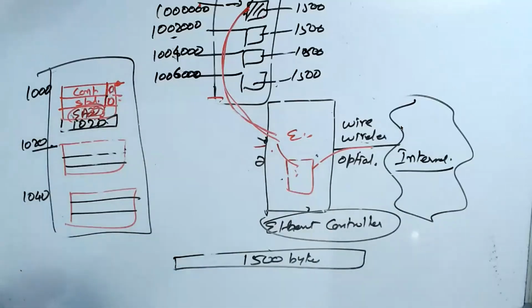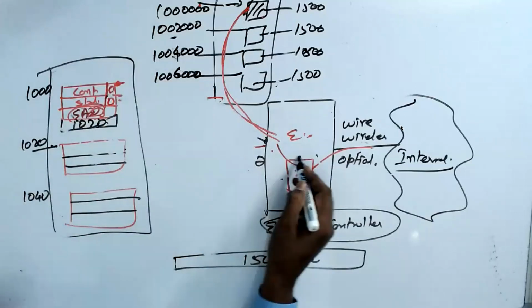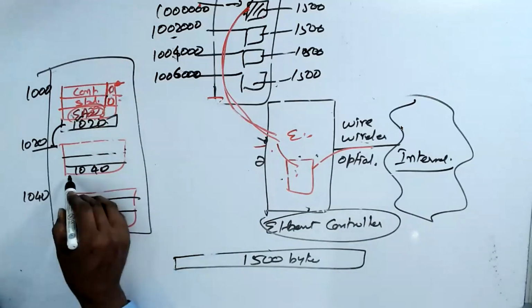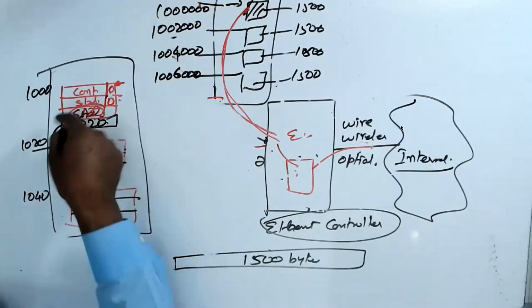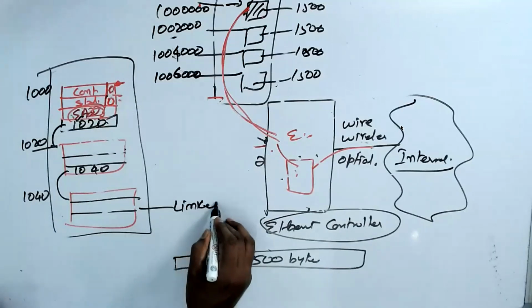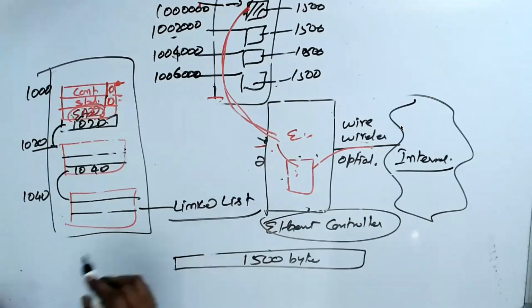So why do we have this system? This guy will automatically go. Then here I say 1040, it will go. This is called a linked list. These are all fully automated. Yes, this is called a linked list. Somebody asked, is it called a linked list? Exactly, this is called a linked list.